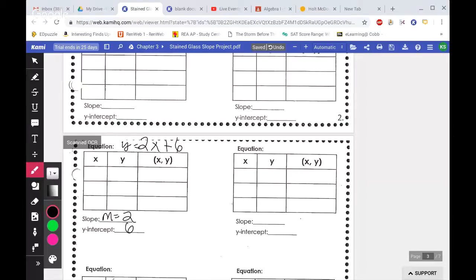And so for my numbers that I'm going to put in here, I'm going to pick -1, 1, and 2, just because I want to keep my numbers simple. So now I'm going to plug in each of those numbers to find my y value. When I plug in a -1, I multiply that by a 2, I get -2. -2 plus 6 is 4. So my y value is 4.